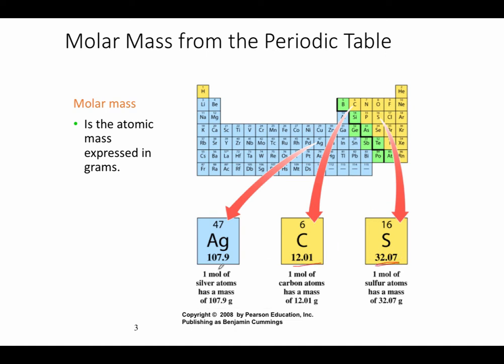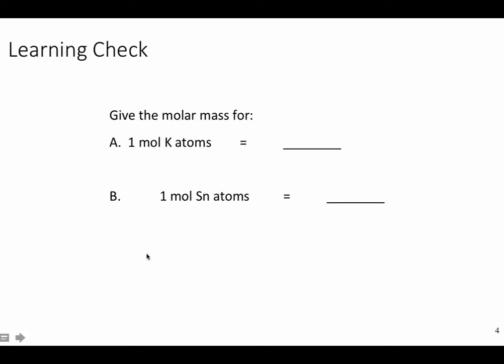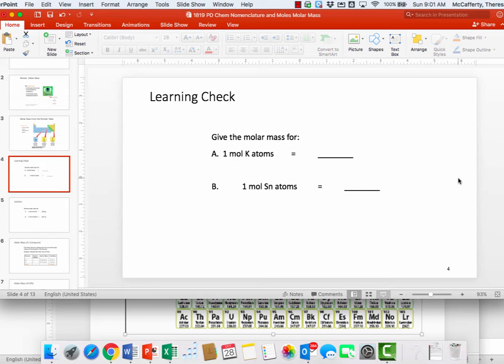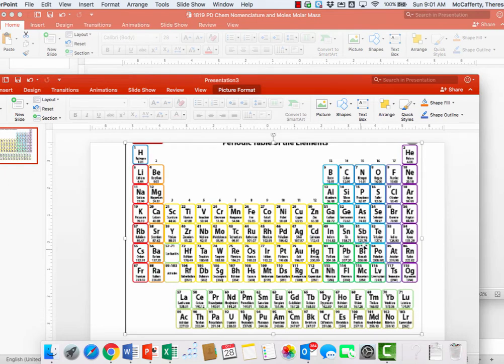Sulfur is 32.07. Silver is 107.9. These might be slightly different than what's on your periodic table. It depends where they get their numbers from. So looking up, what is the molar mass for 1 mole of potassium ions? Looking at potassium here, we can see it's 39.1. And then tin, Sn, looking here, I can't read that. Hopefully you can read yours. It's 118.71.